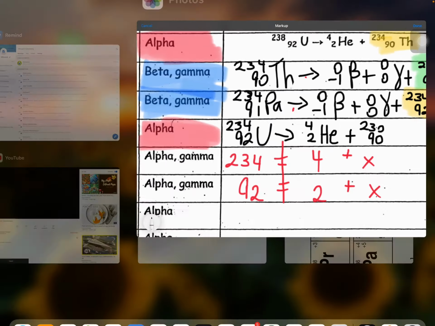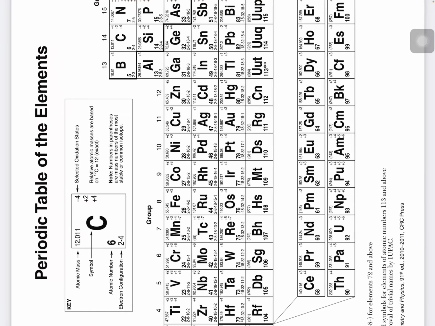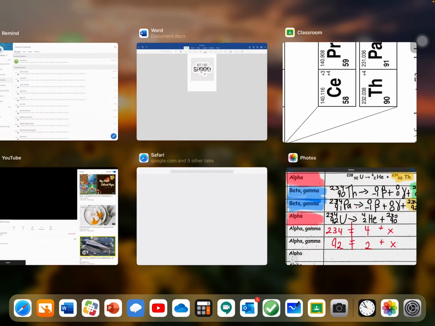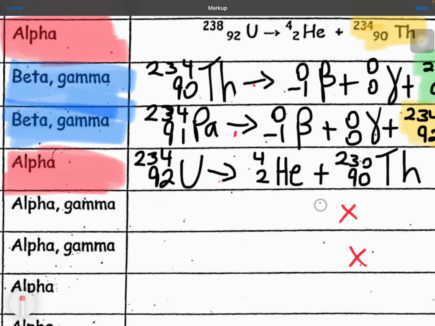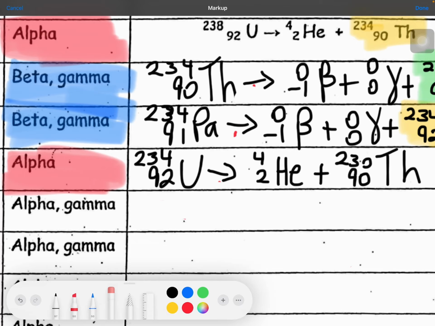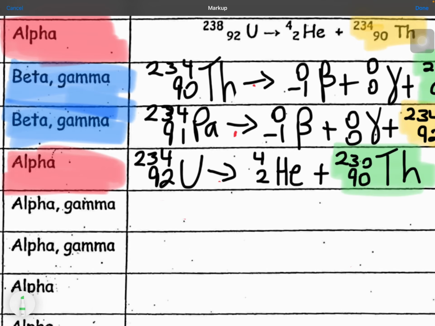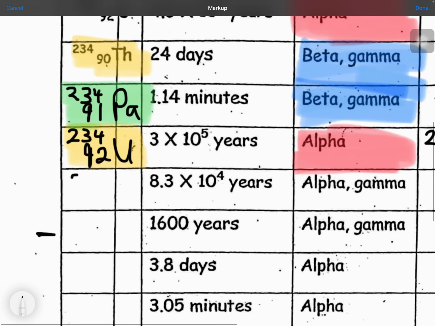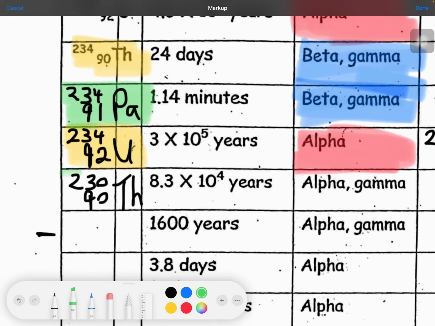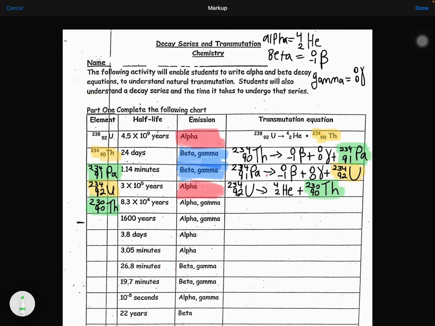And which element is element number 90? We take a look at our periodic table, and we see that it is Th. So we write that down, Th. And again, we're going to move our 230/90 Th down over here. Notice how I'm highlighting everything green so you can see the pattern.